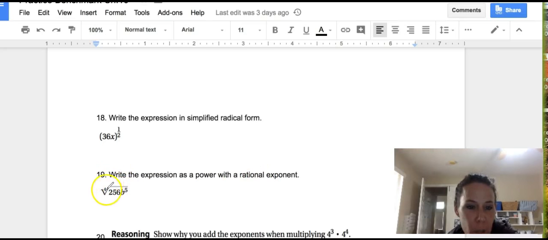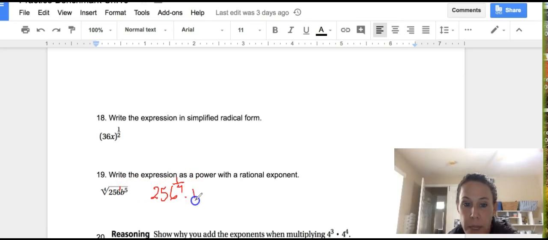Let's go ahead and work this one. This is the 4th root, and b is to the 5th power. However, 256 is not to the 5th power. So if I was going to write this as rational exponents, those are fractional exponents, I'm going to write 256, and my exponent here is 1 since nothing is written. So this will be to the 1/4 power times b, and then the power is 5. The root is 4.